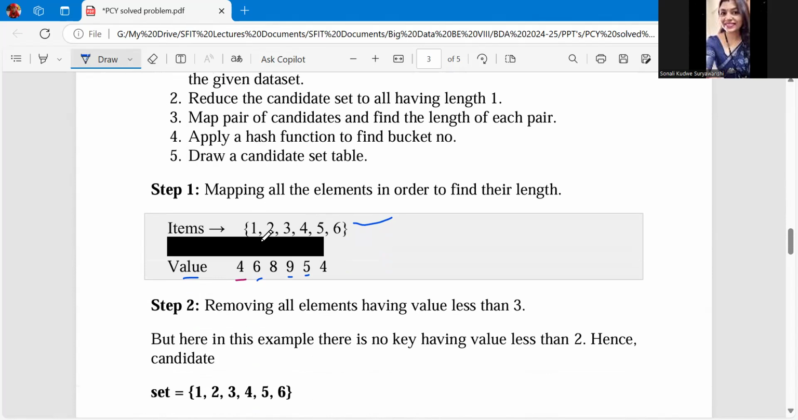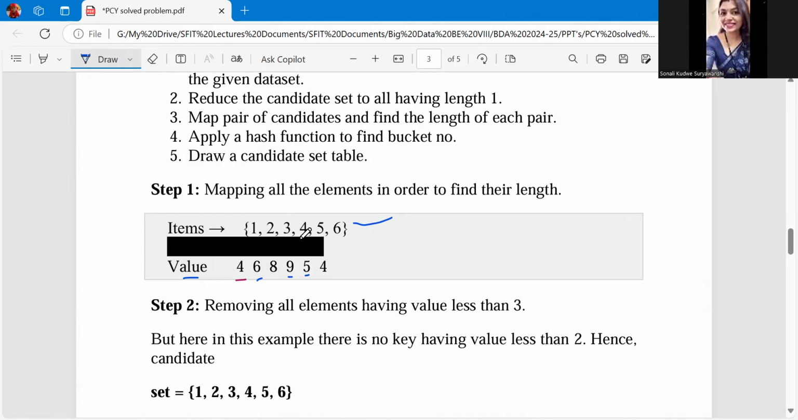Now, once you get the total count, that means the total number of times these elements were observed, we will apply the minimum threshold value that was given. In the question, it is given as 3. So minimum support is 3. That means if any element is found fewer than 3 times, we are going to discard it. But in our table, none of the elements have been observed fewer than 3 times, so we're going to continue them in the next step.